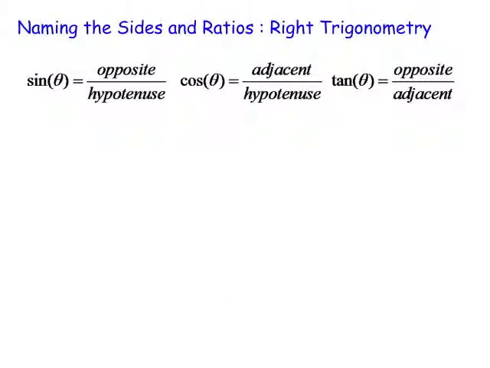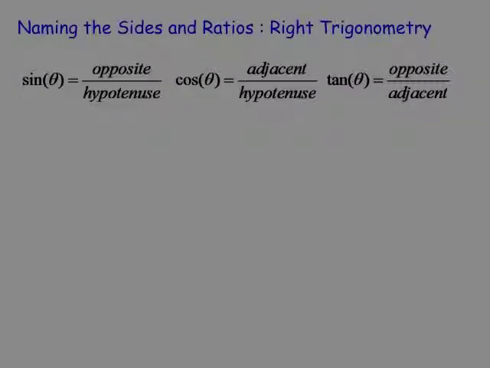Okay, here we have sine, opposite on hypotenuse, cos, adjacent on hypotenuse, and tan is opposite on adjacent. Now that we know that some of these ratios have given names, sine, cosine and tangent, let's actually start to apply it to a problem.